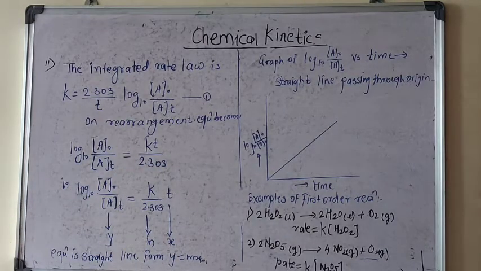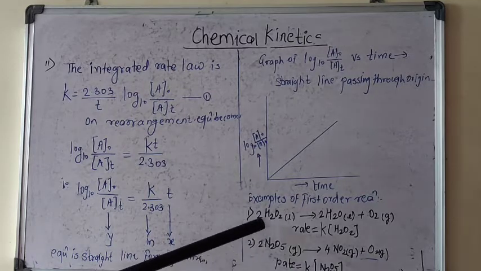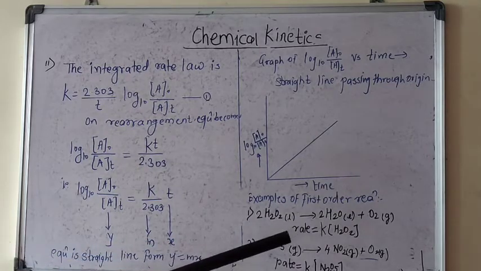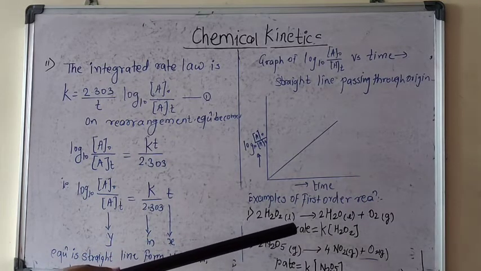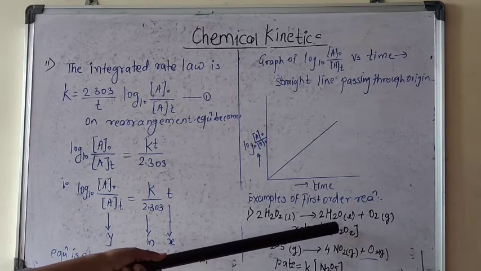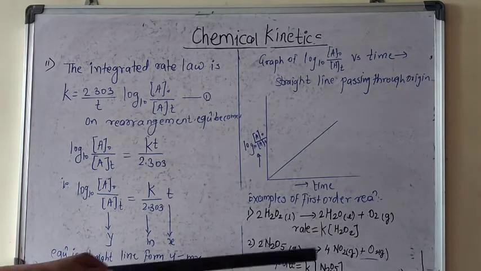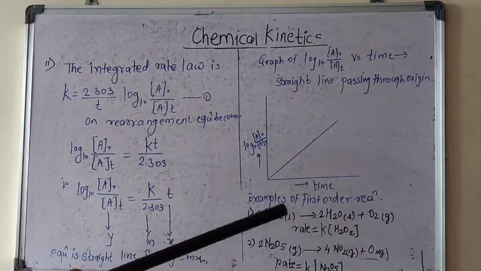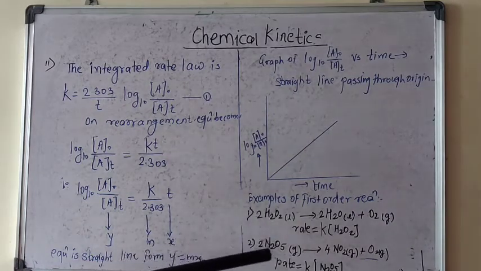Now the examples for the first order reaction, which we already studied: twice H2O2 liquid gives twice H2O liquid plus O2 gas. The experimentally determined rate of this reaction is rate equal to k times the molar concentration of H2O2, with the power being 1. So this is an example for the first order reaction.